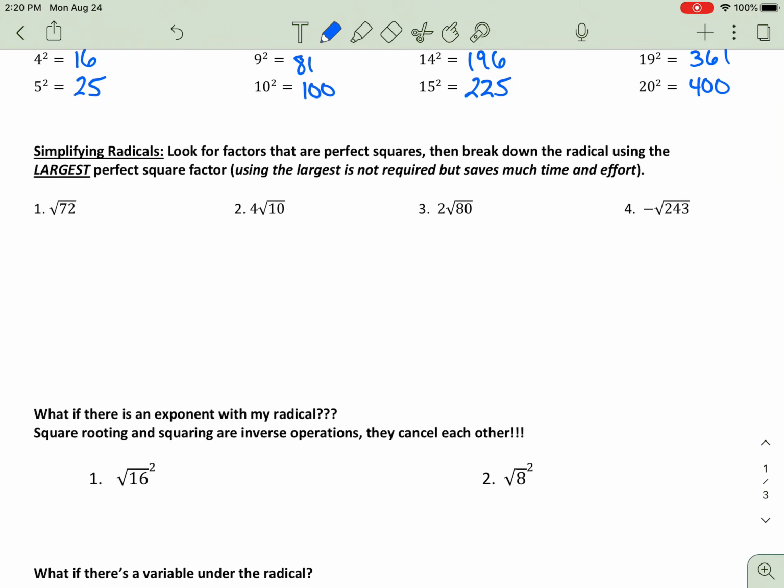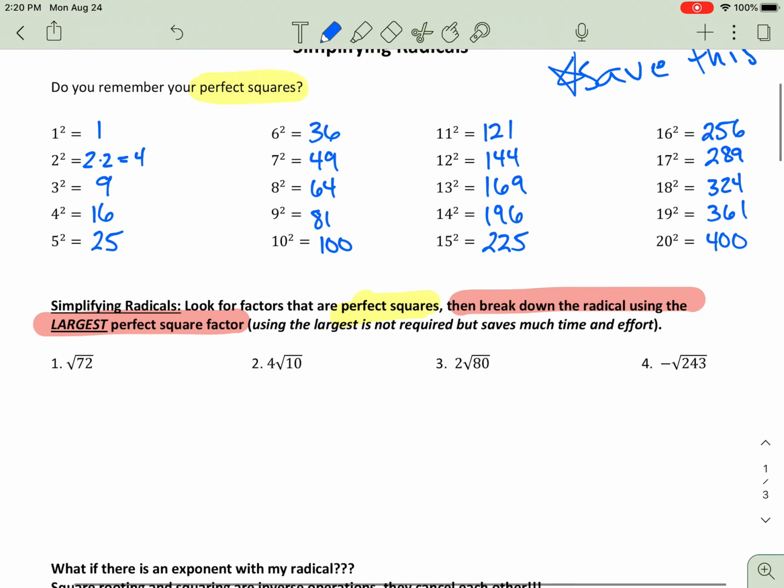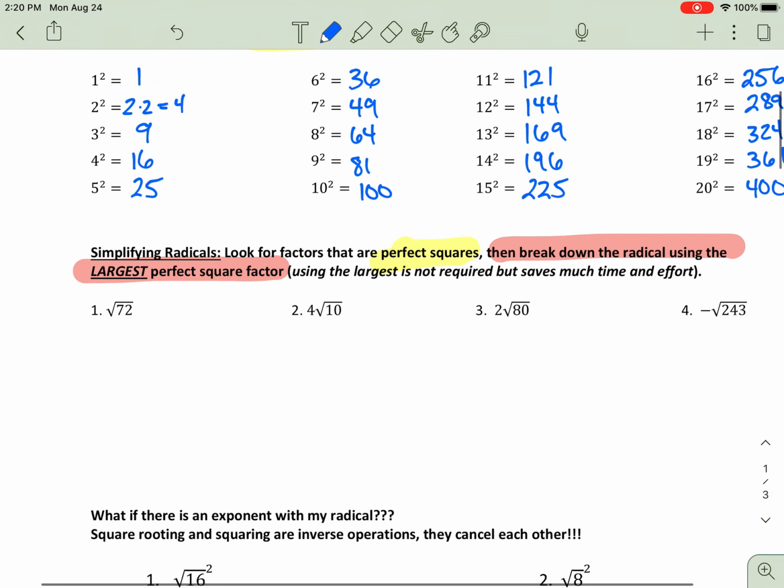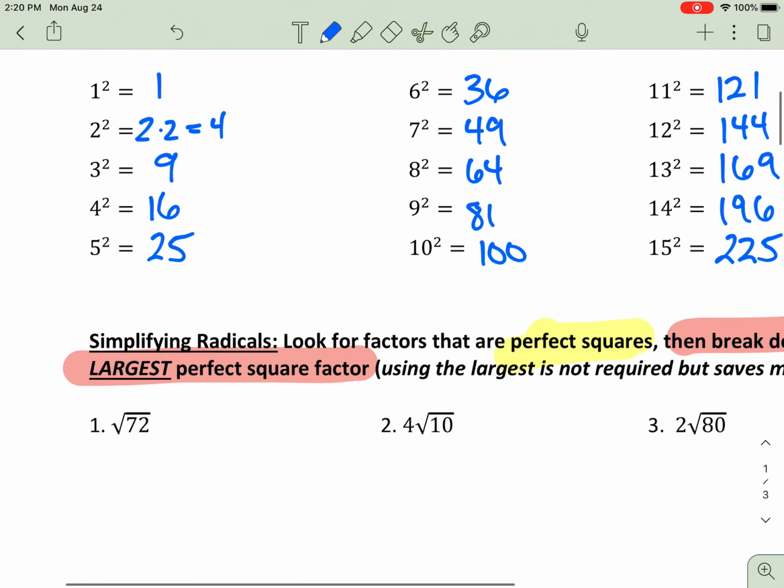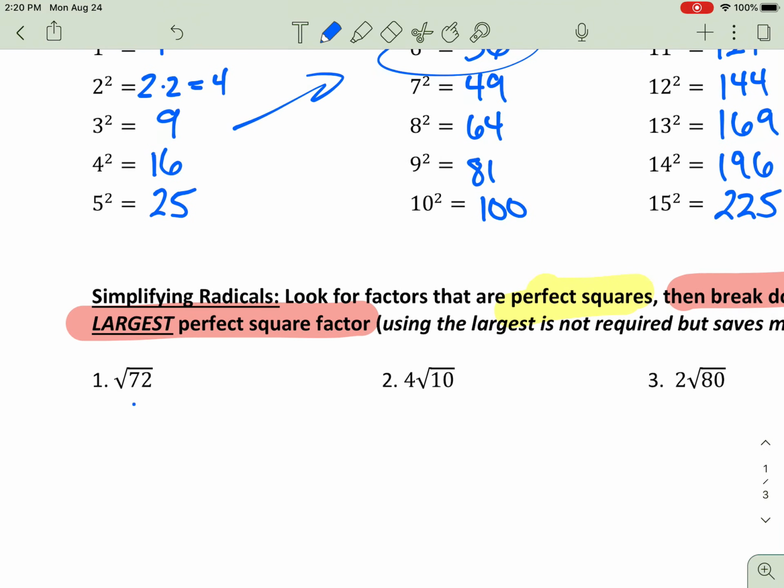When you simplify radicals, you want to look for factors that are perfect squares. Then break them down using the largest perfect square factor. So what we mean by that is using these numbers that are up top, what's the biggest one that goes into 72? Well, you have 36. I'm sure that you probably actually went with 9, because 9 times 8, but it's not the biggest one. Now, could you have used that? Yes, but it's not going to be as fast. So we're going to break this down.